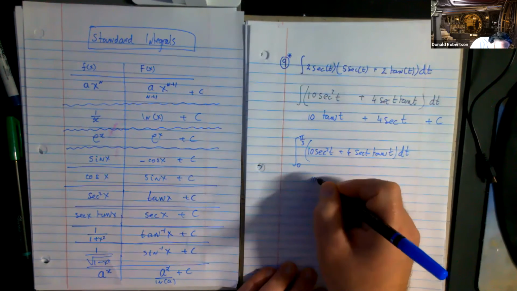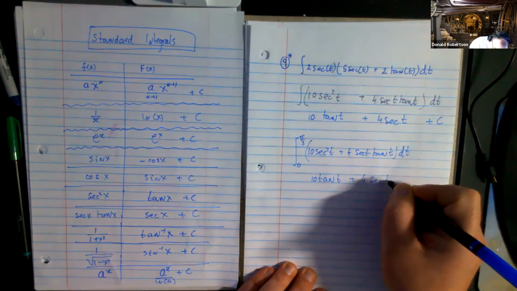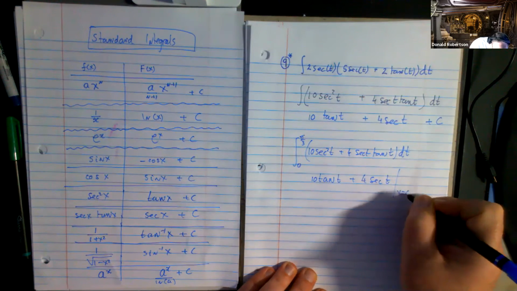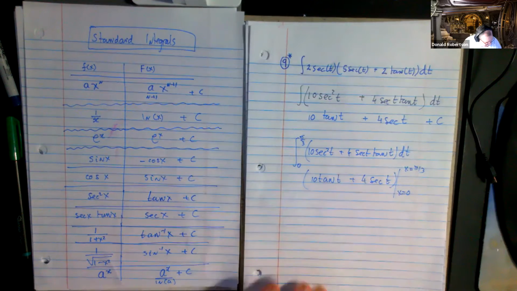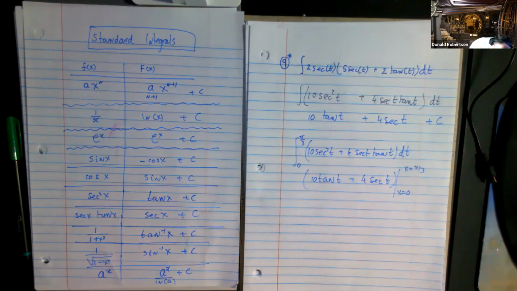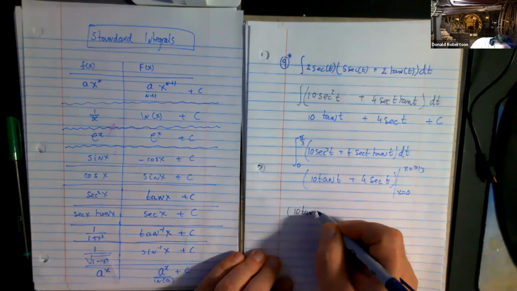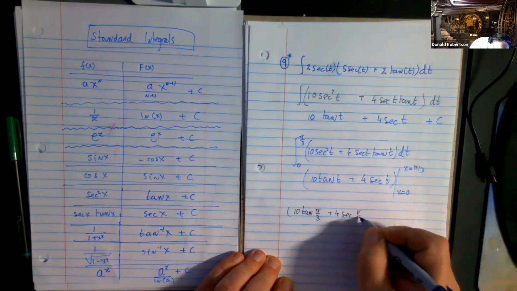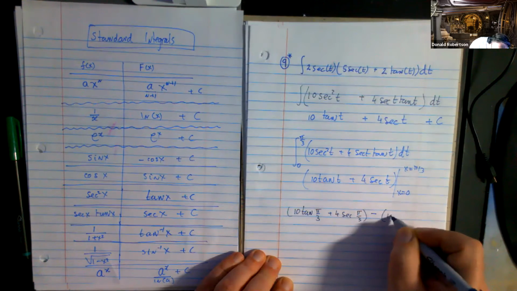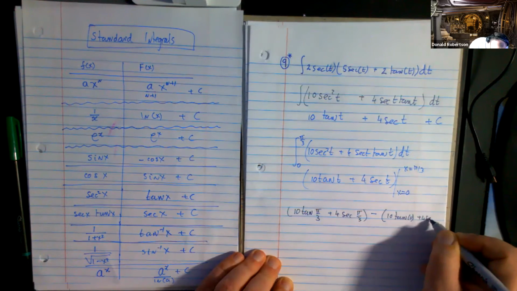Then it would be 10 tan t plus 4 sec t, evaluated at x equals 0 and finishing at x equals pi upon 3. This pen's kind of dying out. I think I'll move on to this pen. What do we get then? Well, we get 10 tan of pi upon 3, plus 4 sec of pi upon 3, take away 10 times tan 0, plus 4 times sec 0.